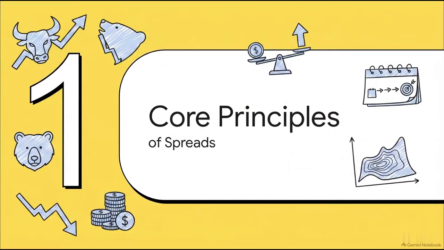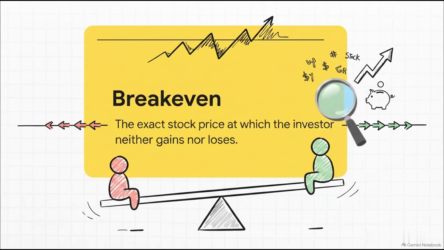Okay, let's dive right into Section 1, Core Principles of Spreads. First up, you have got to understand what a break-even actually is. It is the exact stock price at which the investor neither gains nor loses, period. Think of it like a seesaw, perfectly balanced in the middle. It's the ultimate pivot point for any strategy. Literally everything balances on this invisible line, figuring out whether you're ending up in the green or in the red.